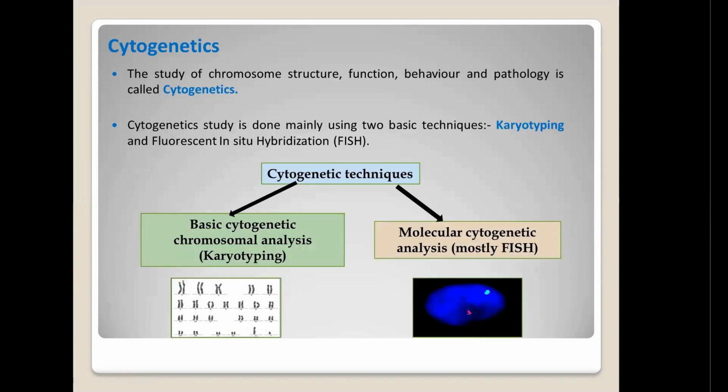Okay, so the study of all about the chromosomes, like structure of chromosome, function, pathology, and behavior, is called cytogenetics. The cytogenetic study is done mainly by two methods, karyotyping and fluorescent in situ hybridization. Fluorescent in situ hybridization is another topic. So in this video, we will discuss karyotyping.